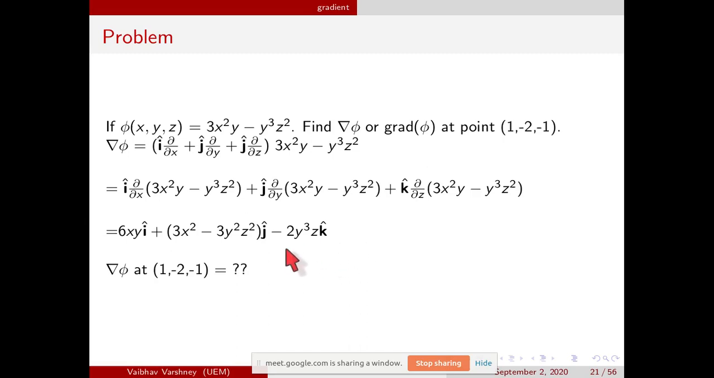Okay. And if you want to calculate the gradient of phi at this point, you just directly put these points 1, minus 2 and minus 1, that you did, I think. When you put the values of x and y, you will get one vector, and that is the gradient of phi. So this point is clear?